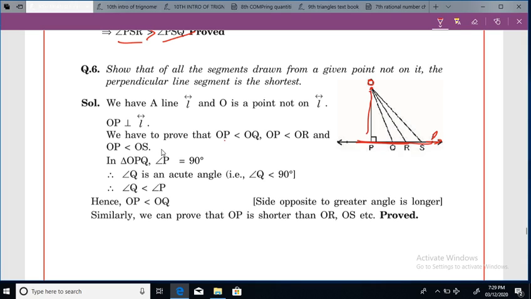Okay, OP is less than OQ. This line is less than OQ because OQ becomes the hypotenuse. We know that the hypotenuse is greater than all the remaining sides. It means OP is less than OQ. OP is also less than OR because this is also a hypotenuse, and this is also a hypotenuse, because these three sides are opposite to the right angle. So OP is less than OQ, OP is less than OR, OP is less than OS. It means angle P is 90 degrees. If angle P is 90 degrees, angle Q is an acute angle.